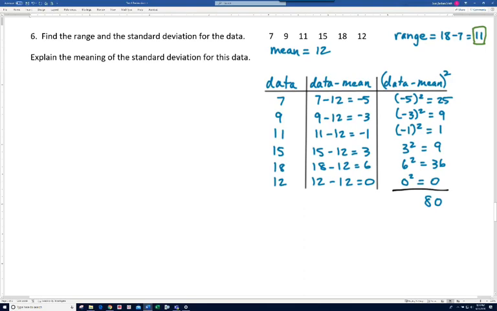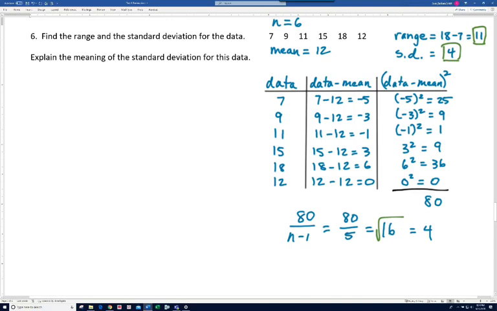So the next step is to add up these values. And we're supposed to divide by n minus 1. Now n is just the number of pieces of data. And if you look at the data here, there's 6 pieces of data, so n is 6. And so this becomes 80 over 5. 6 minus 1 is 5. And of course, that's going to equal 16. Now, last thing we need to do is take the square root of this value, and so we get 4. And so the standard deviation is 4.